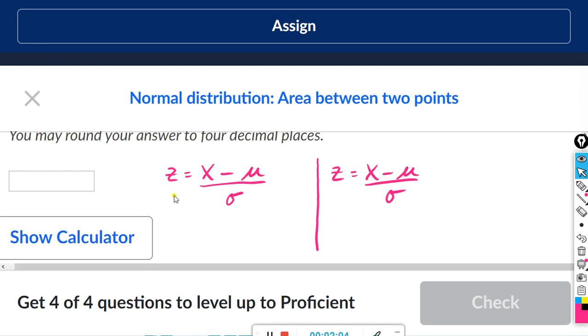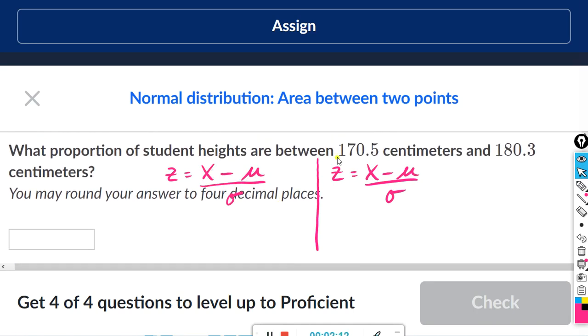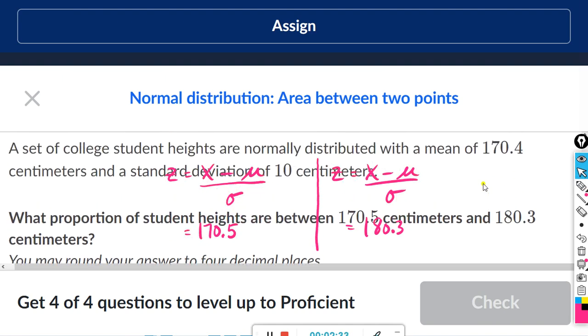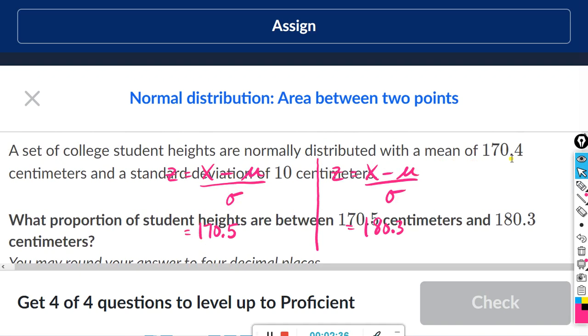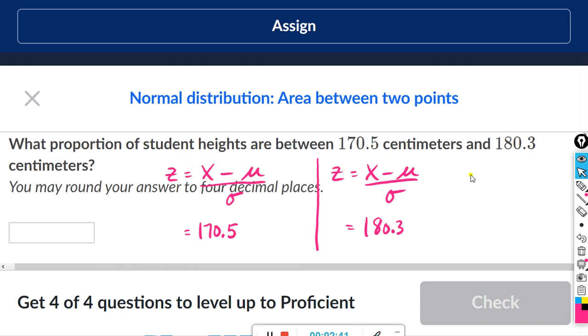Okay, recall our z-score formula, x minus mu divided by sigma. So we're going to do that twice. Okay. The first x is 170.5. And the other x is 180.3. Okay, and we had mu and standard deviation in the problem. Let's see. Mean is 170.4, that's mu, and standard deviation is 10, that's sigma.